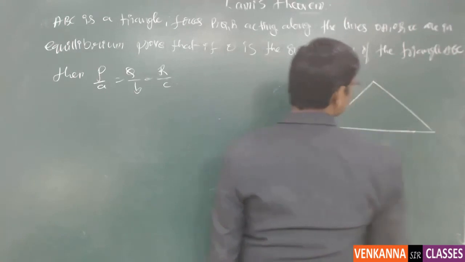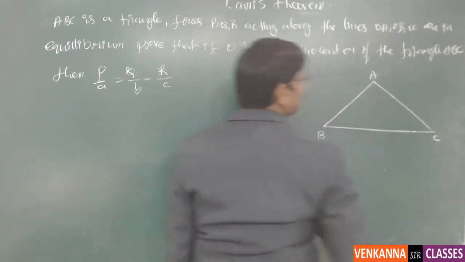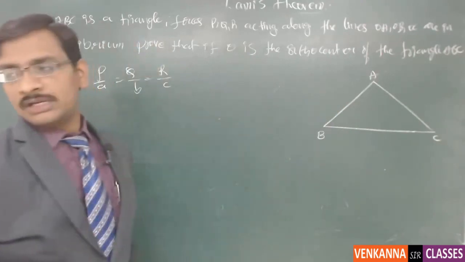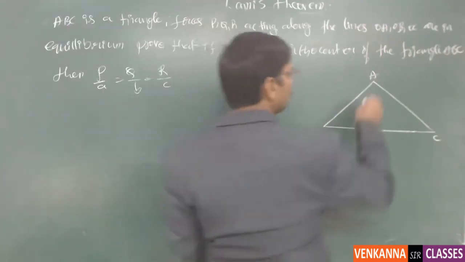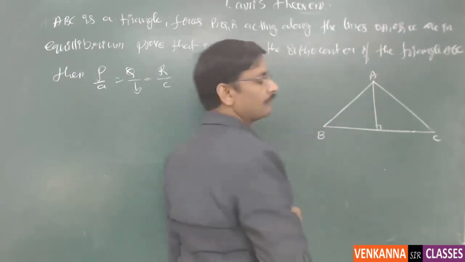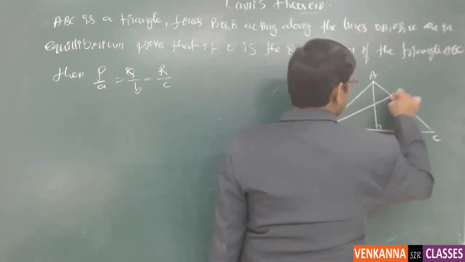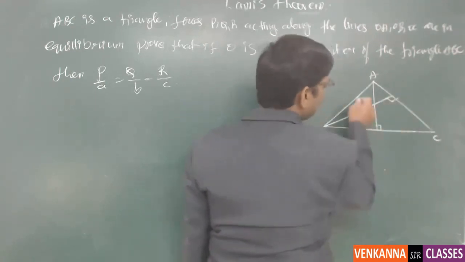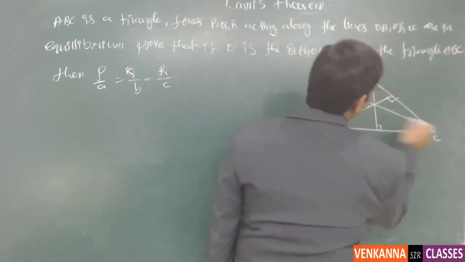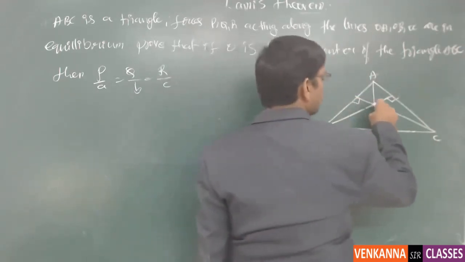Let us say this is the triangle ABC. And this one is an orthocenter. Orthocenter is nothing but the perpendicular intersection point. So this is perpendicular, and this is also perpendicular, and this is also perpendicular. So this center is the orthocenter now.